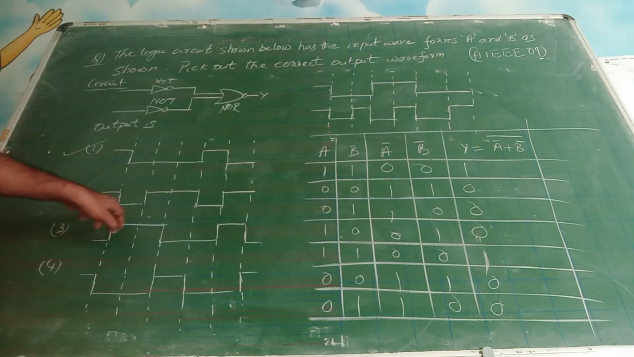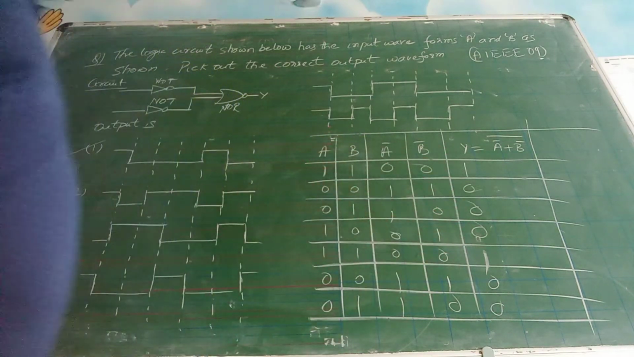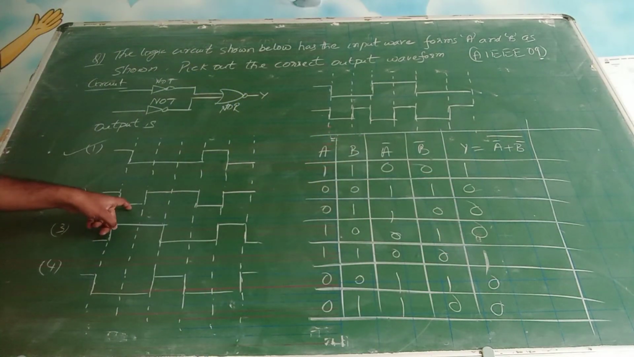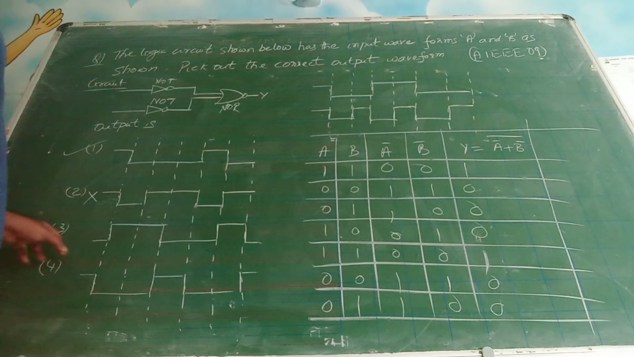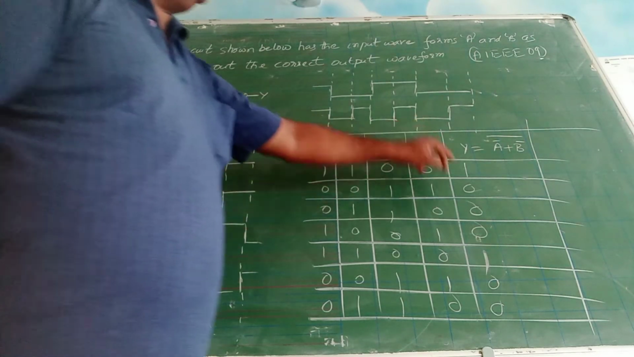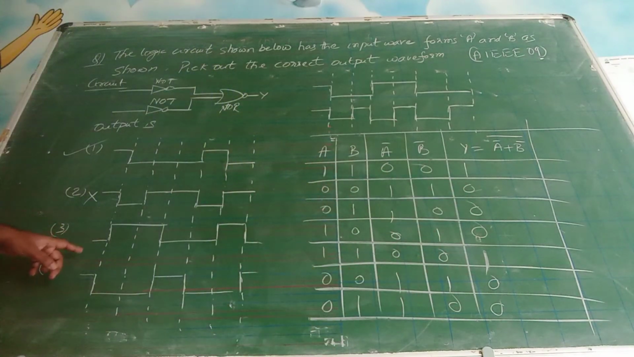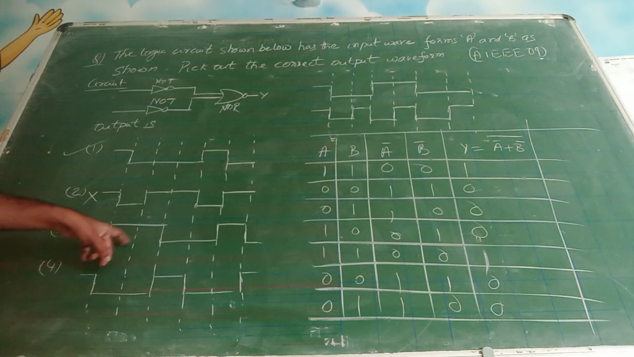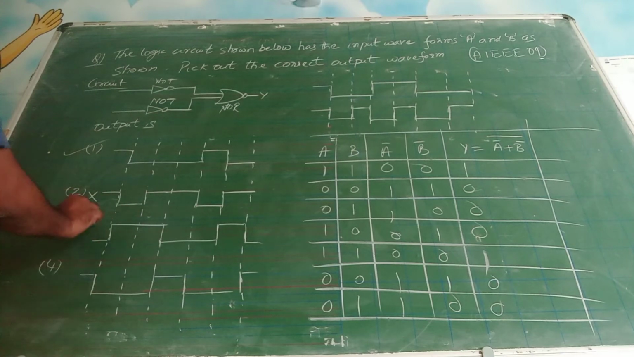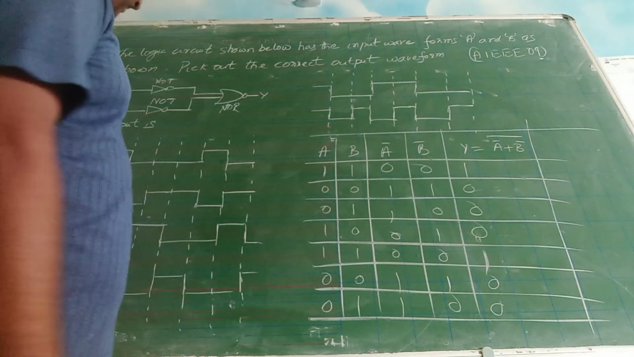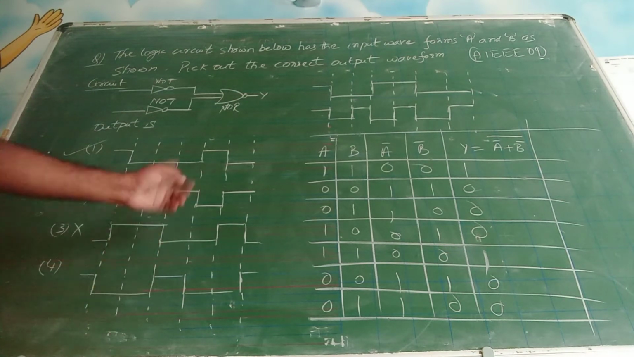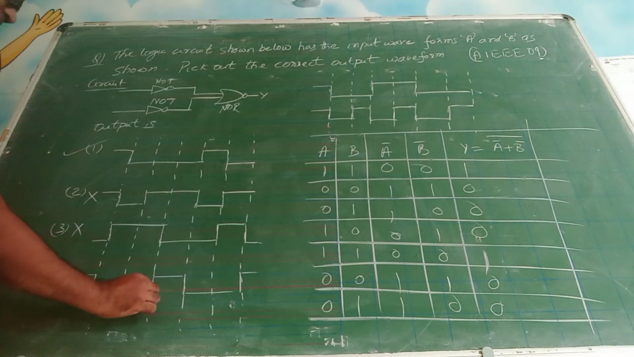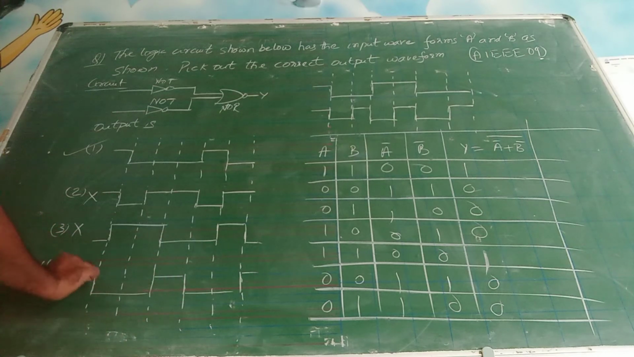You look here, 1 0 0 0. So 1 0, it should be 0 0, it is showing 1 1, so it is wrong. Then you see the third one, you have 1 0 0 0. So here there should be 0 0, but here it is 1 1, so this is wrong. Then the last option, you have 1 0 0, one more 0 then 1. So here it should have been a 0, but it is showing 1. So this is wrong. Okay, so only option 1 is correct.